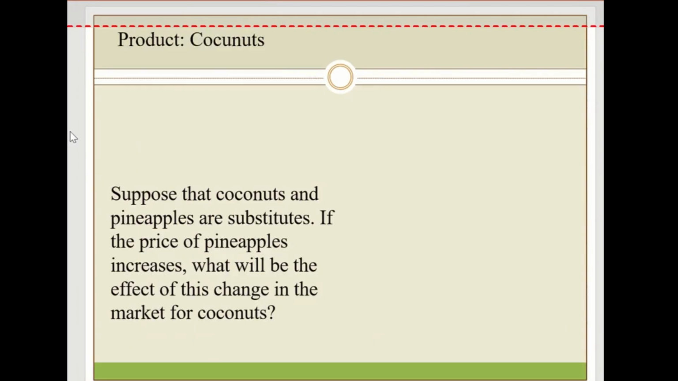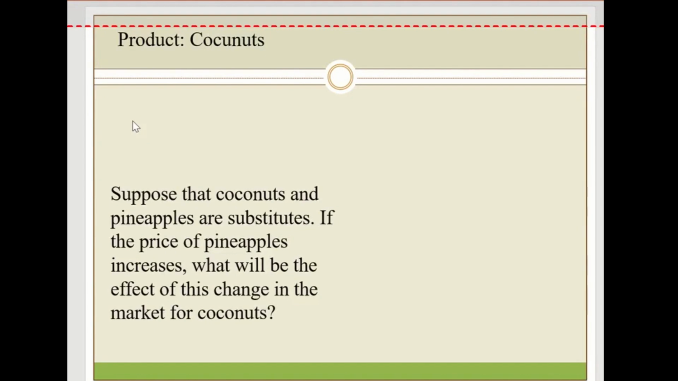Suppose the product is coconuts. Suppose that coconuts and pineapples are substitute goods. If the price of pineapples increases, what will be the effect of this change in the market of coconuts? So here you can see that pineapples and coconuts are substitute goods. And substitute goods is one of the determinants of demand. So something will happen to the demand curve.